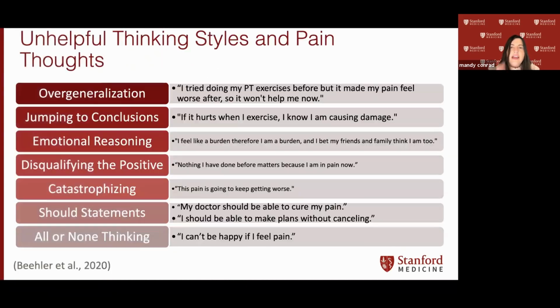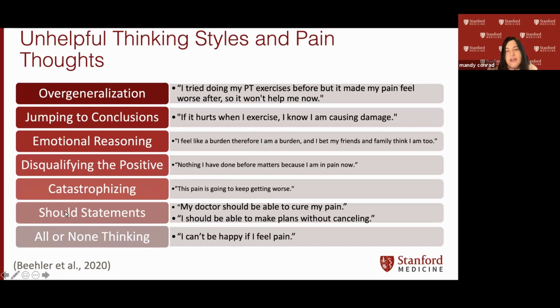If you feel like you're stuck in an emotional state, one of the things that we can do is look at our thoughts. These are different types of unhelpful thinking styles and pain thoughts, and I think these are really important to consider. The skill that I'll end with today is teaching you how to modify them. So these are examples. We've talked about catastrophizing.